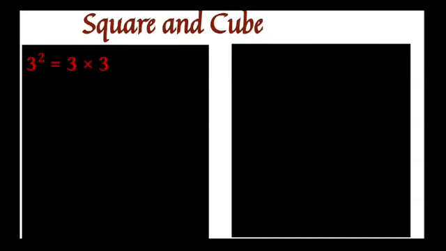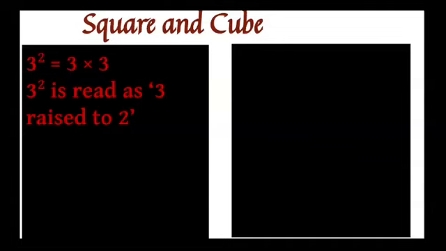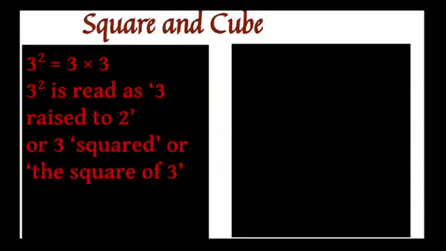So as it is raised to the power of 2, you can say it as a square. We can read 3 raised to 2 as 3 raised to 2, or you can read it as 3 squared or the square of 3.